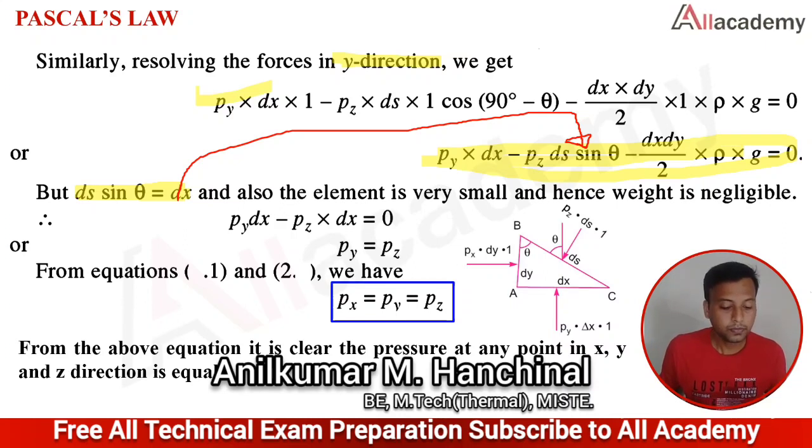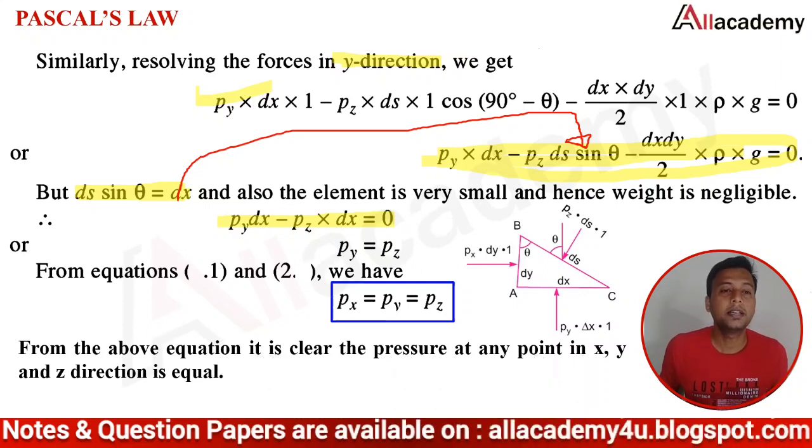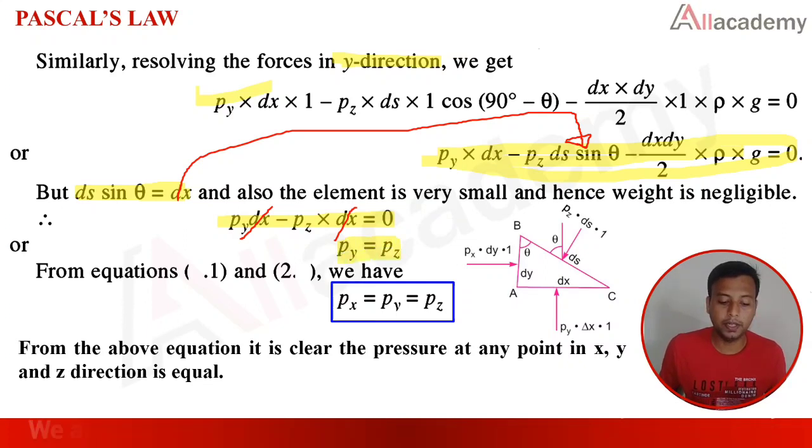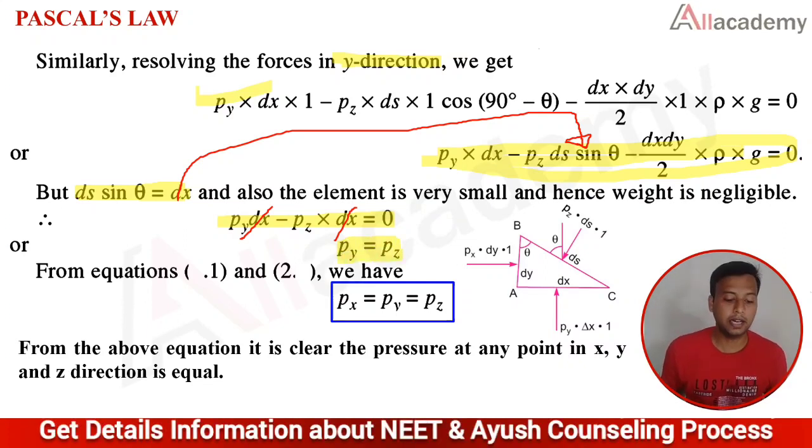Now after that I'll get the equation Py dx minus Pz dx will be equal to 0. After rearranging the equation, this dx and dx will get cancelled. The final leftover term will be Py equals Pz. So that will be in the y direction.